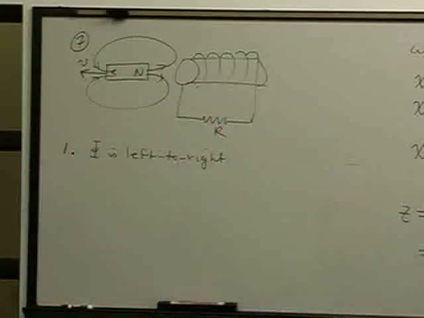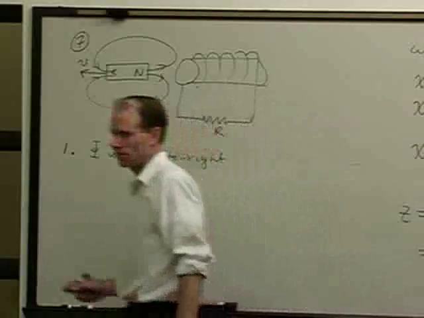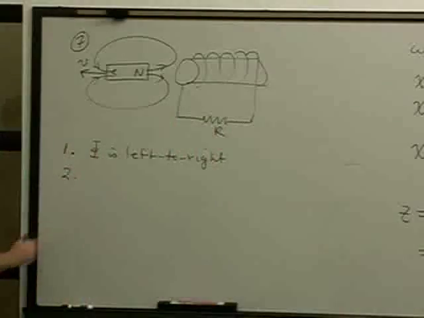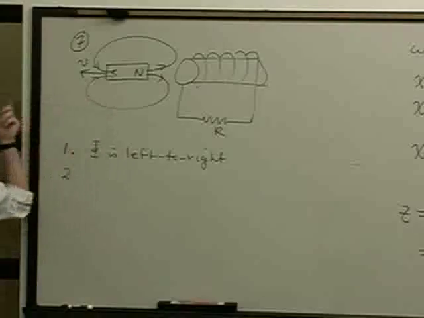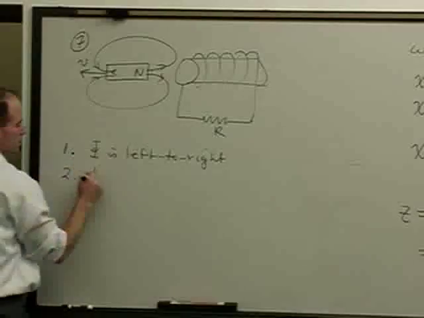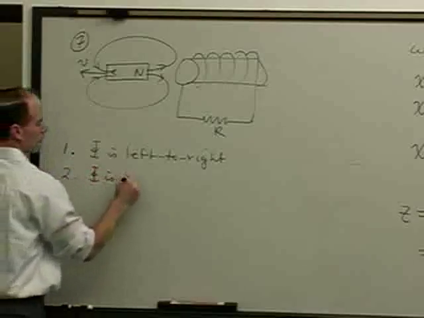Second question. As we proceed through this problem, does that flux increase or decrease? Decrease. This one is decreasing because the magnet's getting further away, and the magnet's moving this way. So that flux is in that direction, but it's getting weaker. So flux is decreasing.